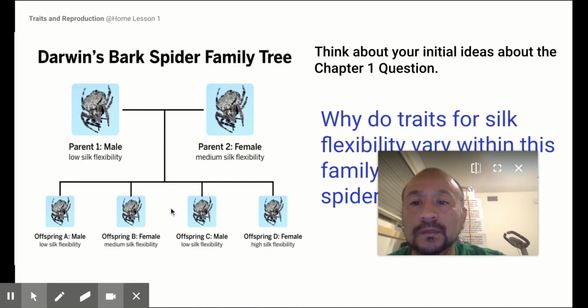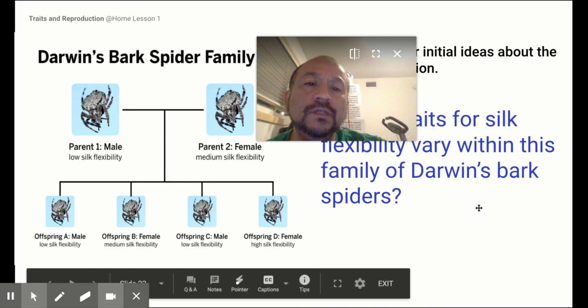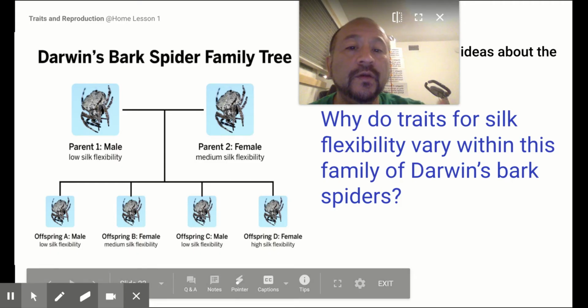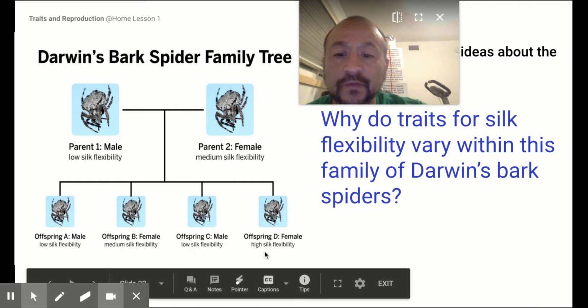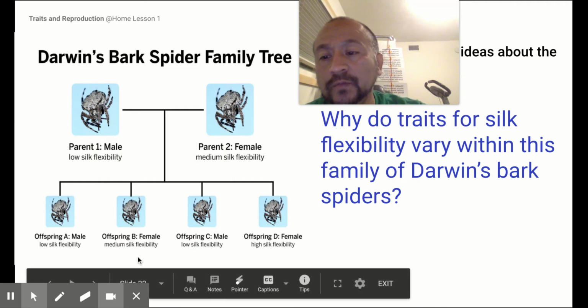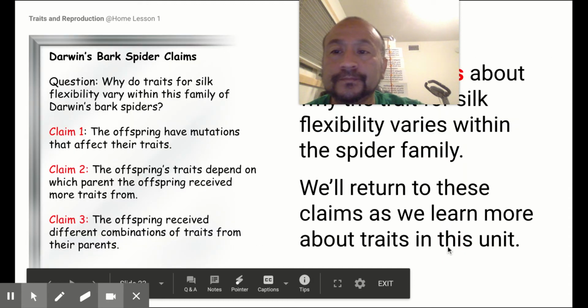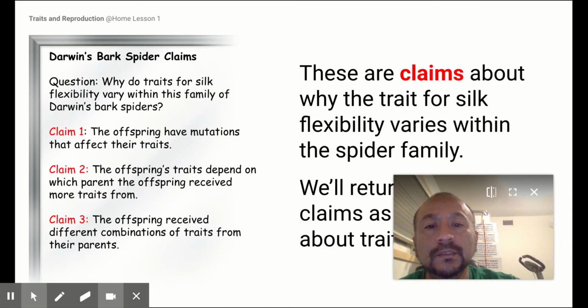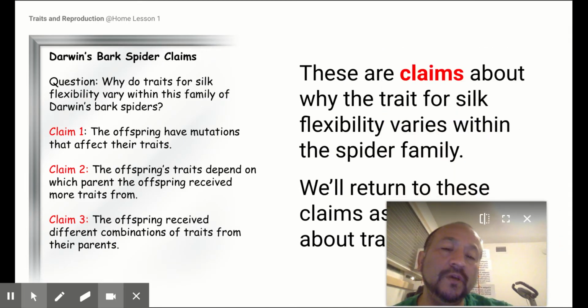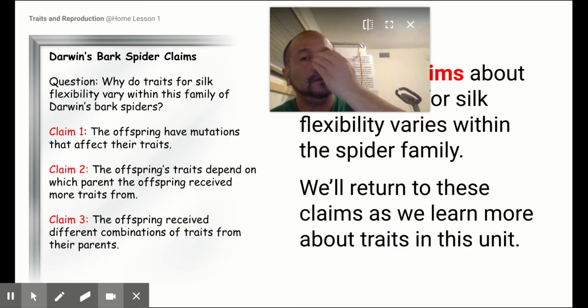This is the family tree again, and the question is, why do traits for silk flexibility vary within the family of Darwin's bark spiders? So we have a variety of different traits. We have high, low, medium, and low, which vary within the 4 spiders that you see here of offspring. So we're going to need to make a claim, and these are the claims about why the trait for silk flexibility varies within the spider family.